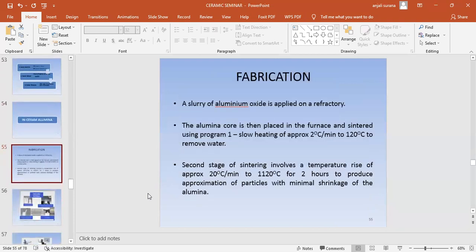Now we are going to read about In-Ceram Alumina. A slurry of aluminum oxide is applied on a refractory. The alumina core is then placed in a furnace and sintered using program 1. Slow heating of approximately 2 degrees Celsius per minute to 120 degrees Celsius removes water. The second stage of sintering involves a temperature rise of approximately 20 degrees Celsius per minute to 1100 degrees Celsius for 2 hours to produce approximation of particles with minimal shrinkage of the alumina.